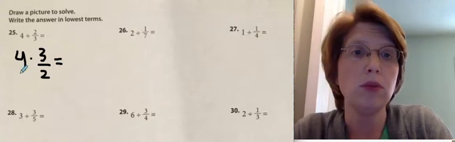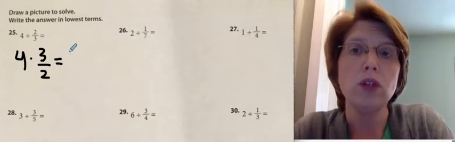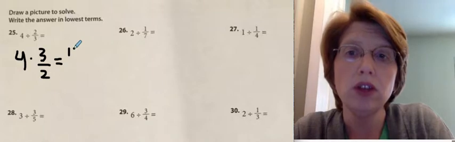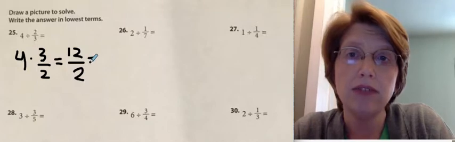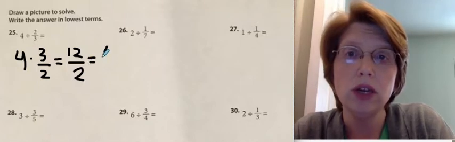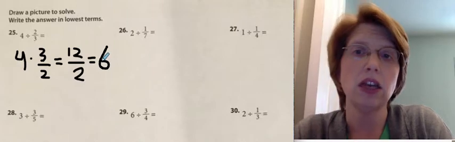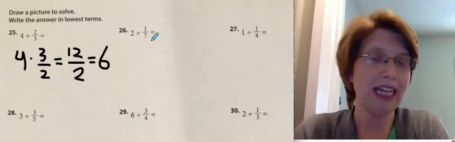And then I'm going to multiply straight across. Remember, that whole number multiplies by the top number. 4 times 3 is 12. 12 then goes over 2. And then that is divided. So 12/2 becomes 6.